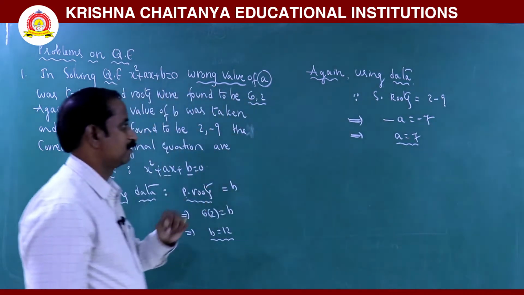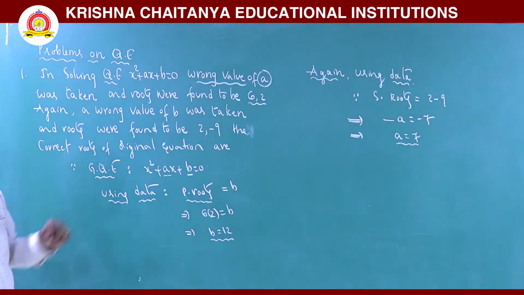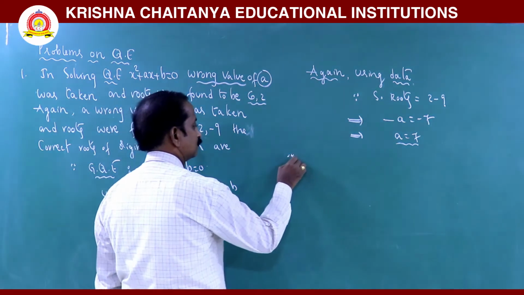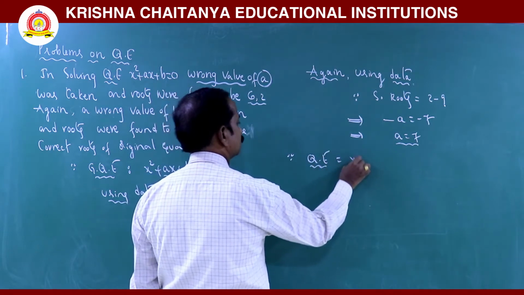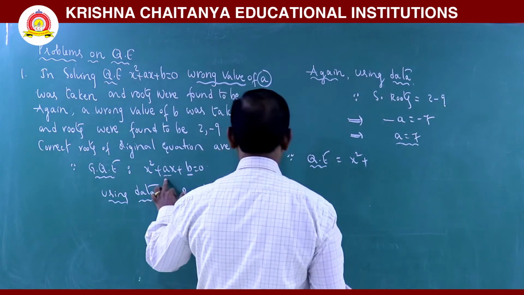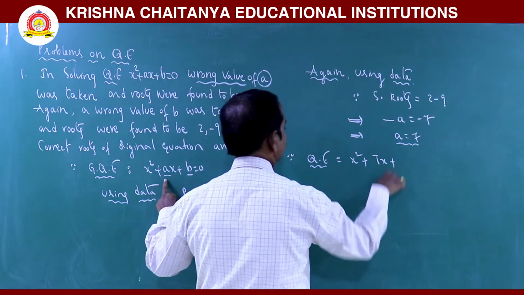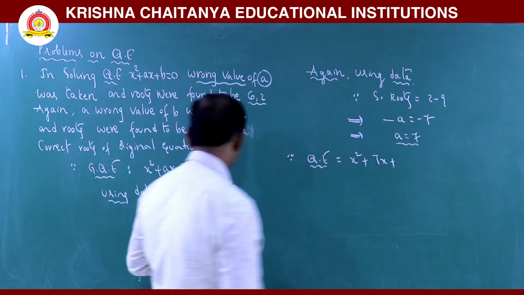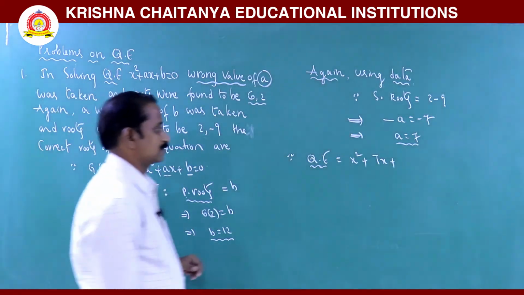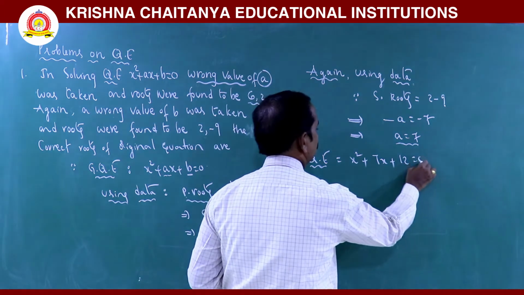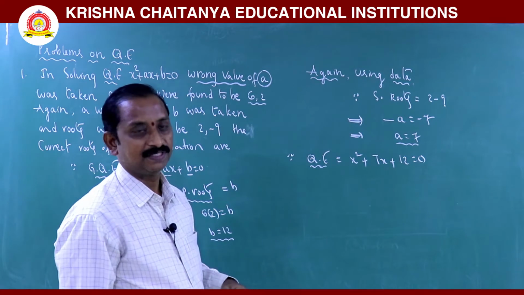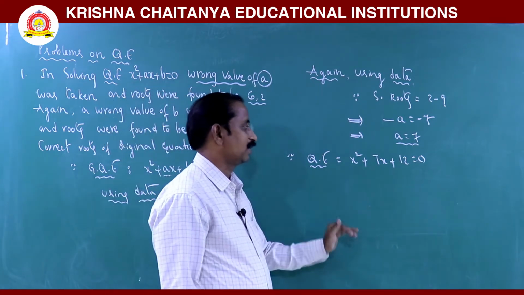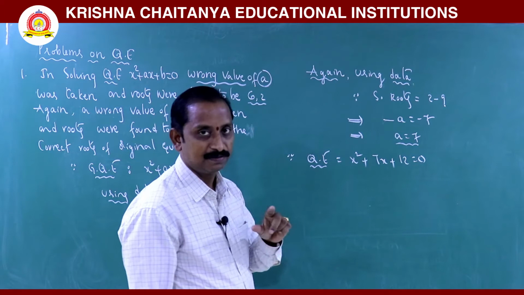So, we know the value of a and the value of b. Therefore, the correct quadratic equation is x square plus ax, meaning 7x, plus b, which is 12. So, x square plus 7x plus 12 is equal to 0. Now we can find the correct roots of the equation. We know how to solve the roots of a quadratic equation in a simple method.